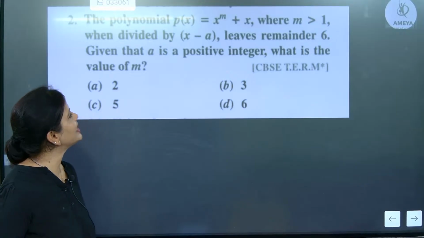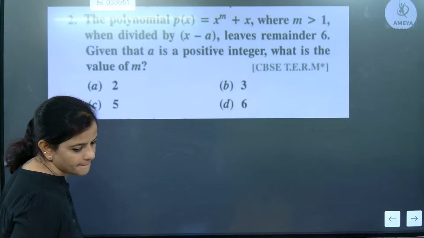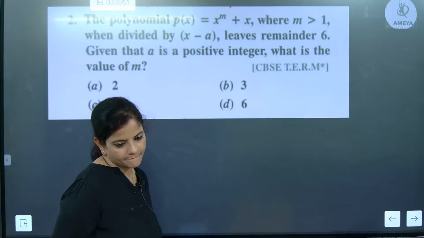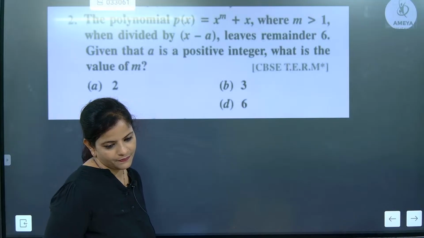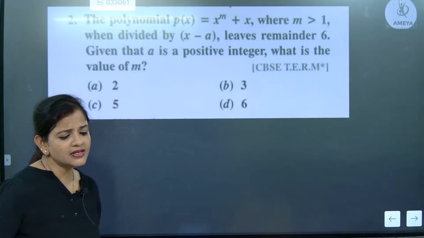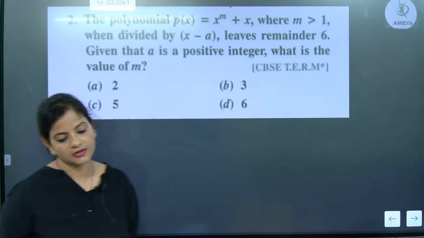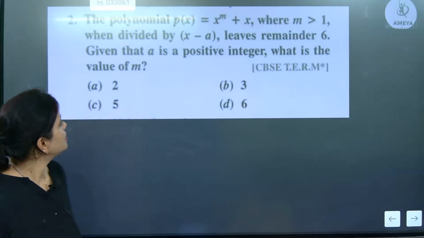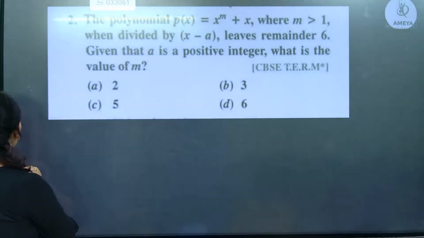Okay. What made you say that the highest degree of m is 6? Leaving remainder 6 and having degree 6, these are two different things. See, the polynomial, I'm writing it. Come on children, let's go for it.